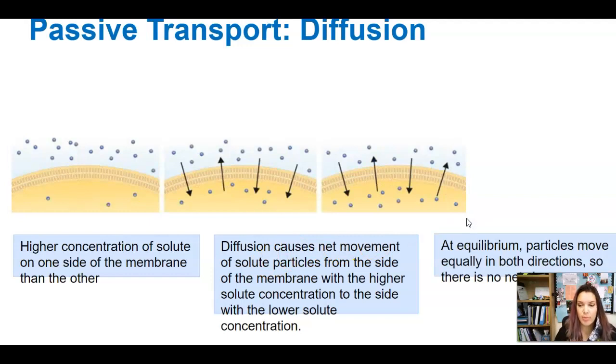When it's at equilibrium, the particles will move equally in both directions, so there's no net change. This is a similar concept to spraying an air freshener in the air. The concentration is going to be really strong around you, and then it'll slowly dissipate, and eventually you don't smell it anymore because your body gets used to it, and the solute will dissipate.